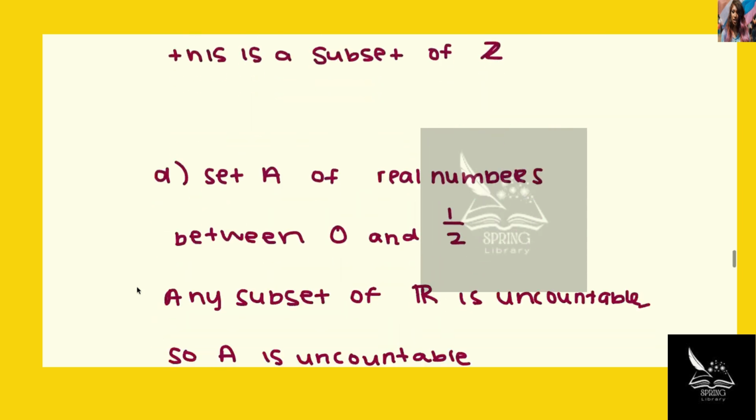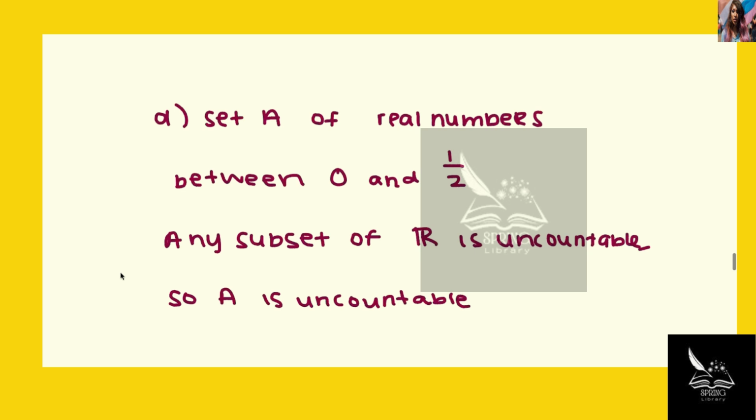Now on to part D. This one's a little bit more confusing. This is a set, which we'll denote A, of all the real numbers in between 0 and 1/2. Well, the real numbers is an uncountable set. So any subset of an uncountable set, being the reals, is uncountable. So set A of the numbers between 0 and 1/2 is uncountable.